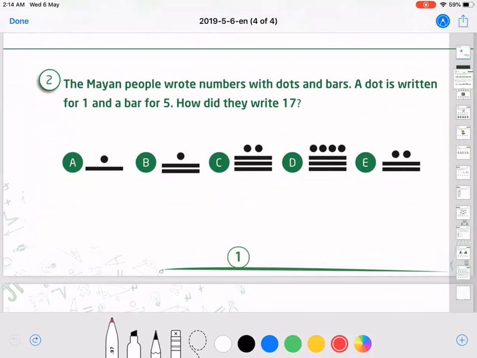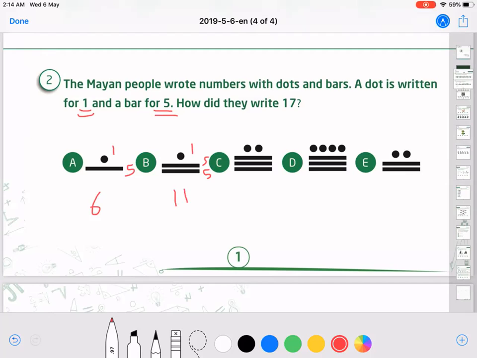Question number 2. The Mayan people wrote numbers with dots and bars. A dot is written for 1 and the bar for 5. So here, 1 dot and 1 bar, 5, that means 6. Here, 1 dot and 5 and 5, that means 11.